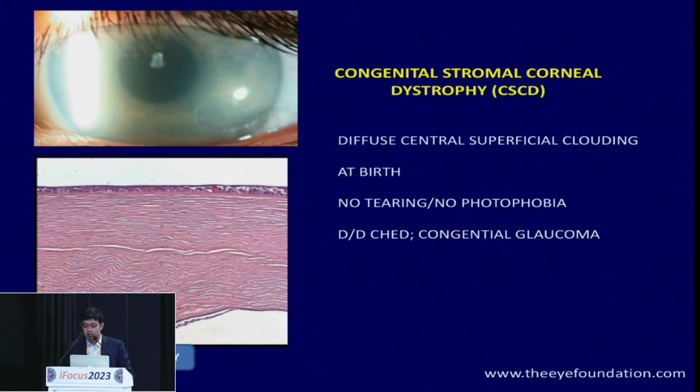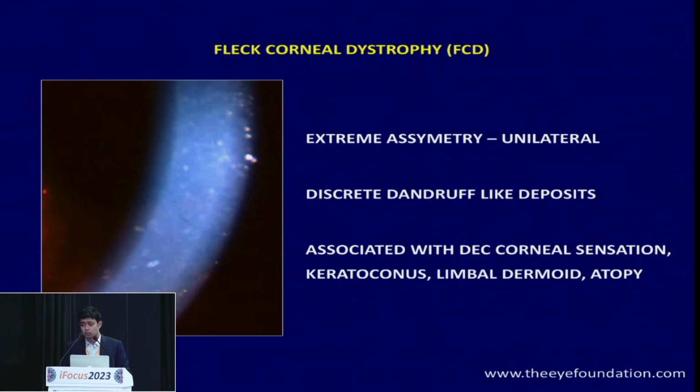Congenital stromal corneal dystrophy is a rare condition, but it is worth knowing because this can present at birth, and it is an important differential diagnosis for CHED as well as congenital glaucoma. And unlike CHED, where you could do an endothelial keratoplasty, here you would have to do a penetrating keratoplasty or a DALK to improve the vision, and that's one of the reasons why this is important.